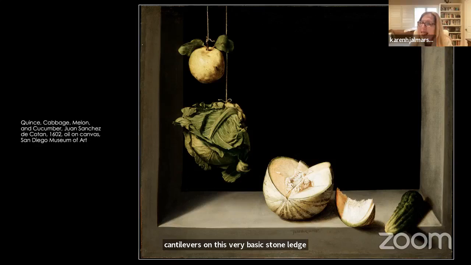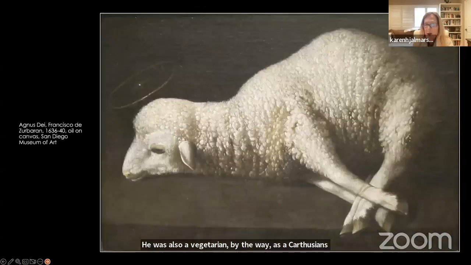Juan Sanchez de Cotan became a lay member. He entered a Carthusian monastery, gave up his earthly realm, and became a lay priest. He was also a vegetarian, by the way, as the Carthusians were. So this also might be why these are vegetables and fruit.